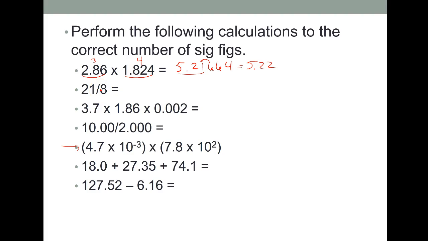21 divided by 8. Calculator says 2.625. This has 2 sig figs. This has only 1. That means I only have 1. I have to round that 2 up. My correct answer is 3 with only 1 sig fig.